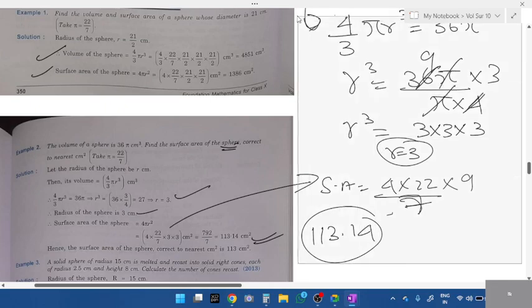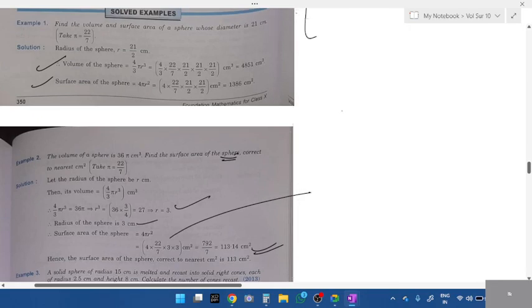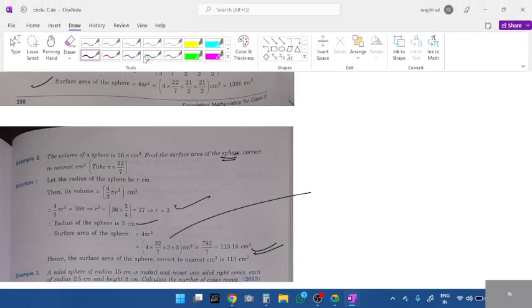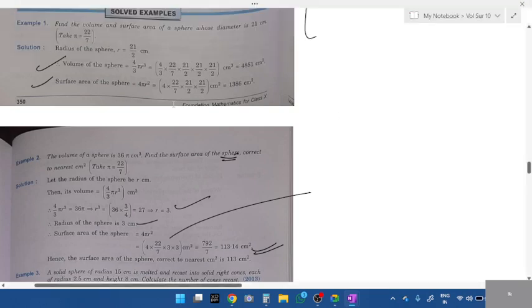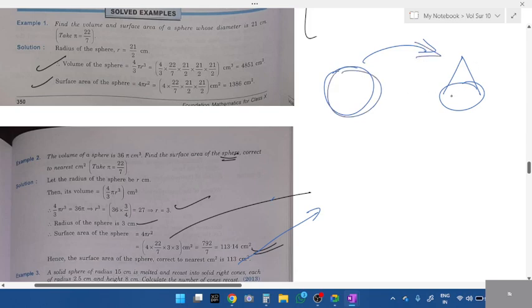Last question. We'll discuss the last question and start tomorrow, students. We'll continue tomorrow. Now this is what I was talking about. It's a combination question or transformation. A solid sphere is melted and recast into a right cone. See, this sphere is converted into cone. What is the connecting point, students? Between any two solids, what is the connecting point?